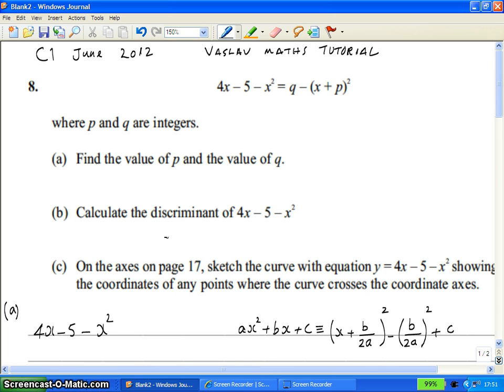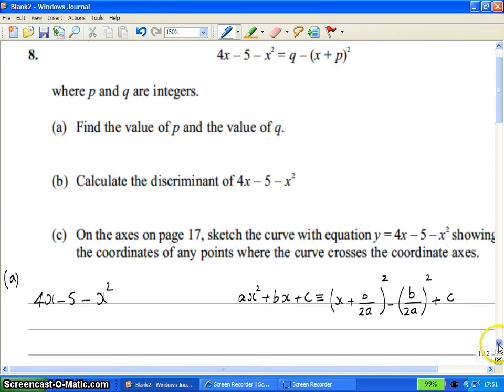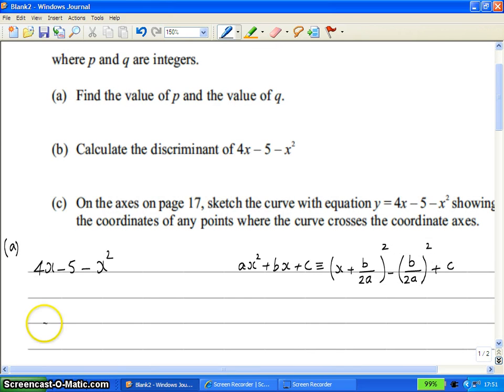I'm going to do a question from the C1 exam in June 2012. That's question 8. The question asks you to present this quadratic function into a completing the square formation. I've got here a formula which converts any quadratic equation into a completing the square formation. So let's apply the formula on this given equation.